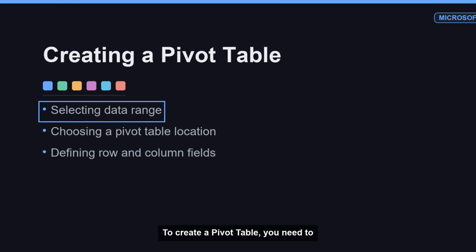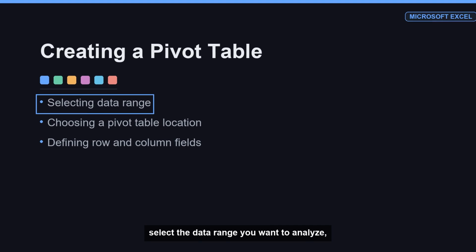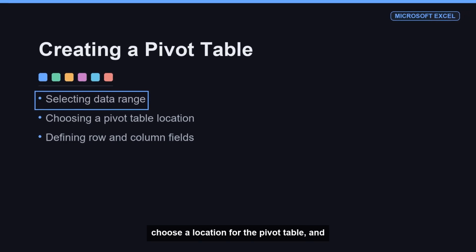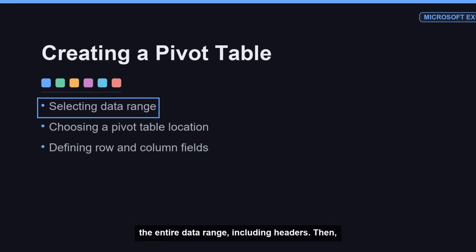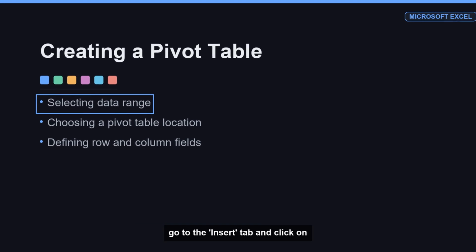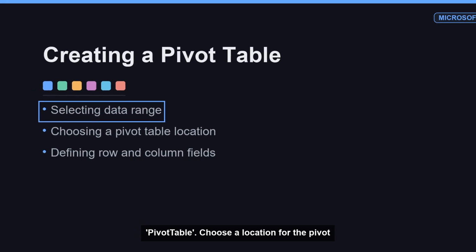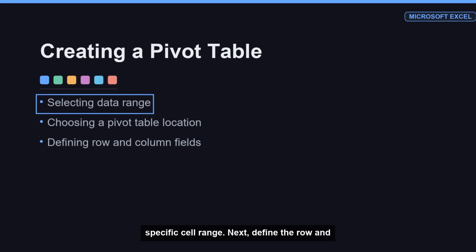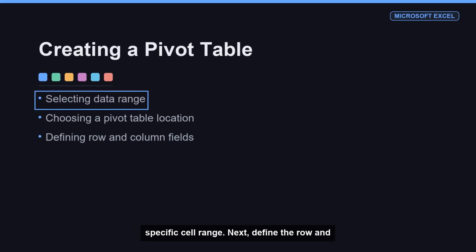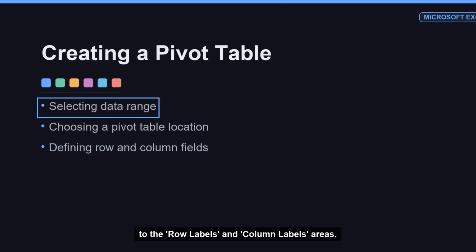To create a pivot table, you need to select the data range you want to analyze, choose a location for the pivot table, and define the row and column fields. First, select the entire data range, including headers. Then, go to the Insert tab and click on Pivot Table. Choose a location for the pivot table, such as a new worksheet or a specific cell range. Next, define the row and column fields by dragging the desired fields to the row labels and column labels areas.